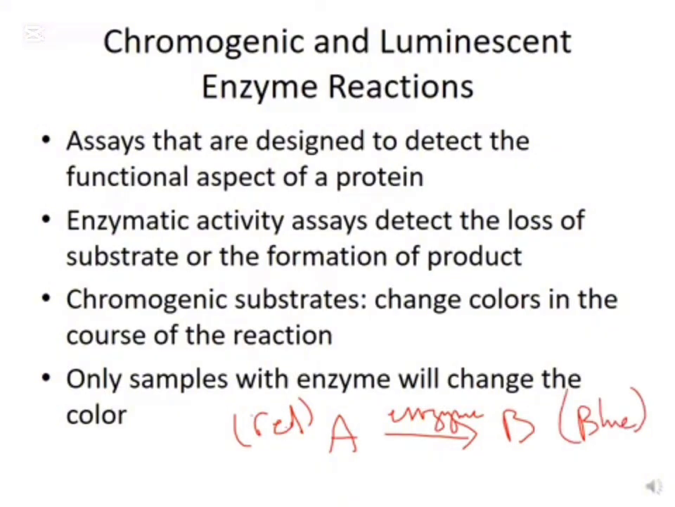So if there is an enzyme, the amount of red, or the amount of A, is going to decrease and the amount of B is going to increase. If there is no enzyme, then the amount of red is going to stay the same and the amount of blue is going to stay the same. So if we detect the change in the intensity of the color red or the intensity of the color blue, we can check whether the enzyme is present.